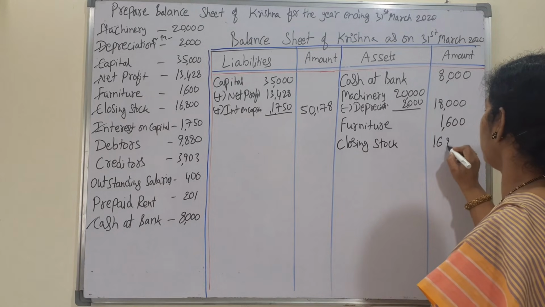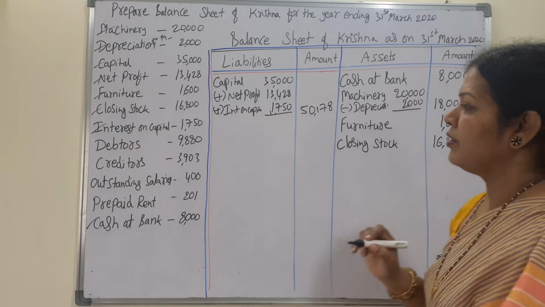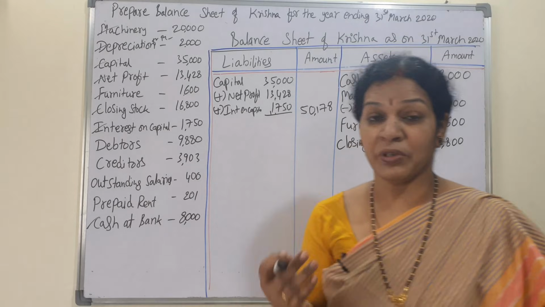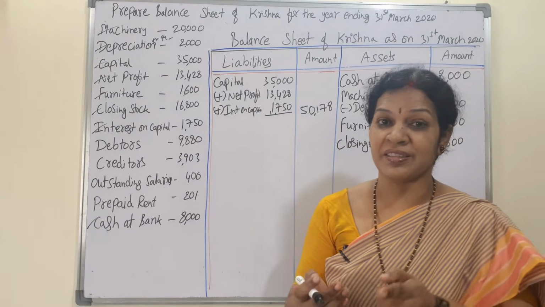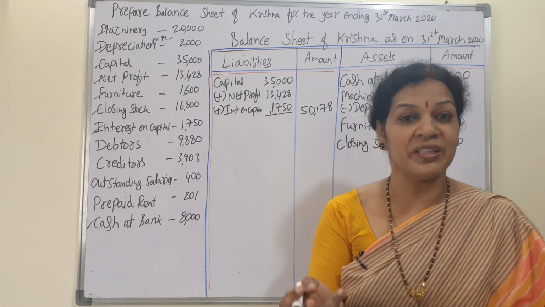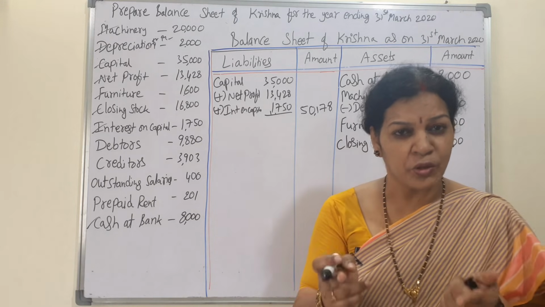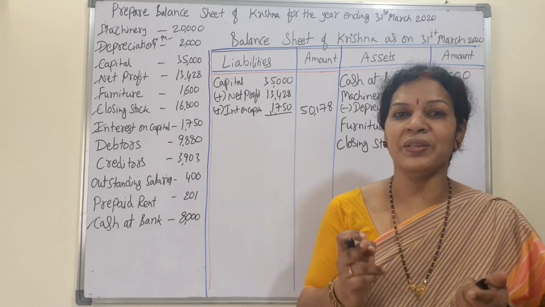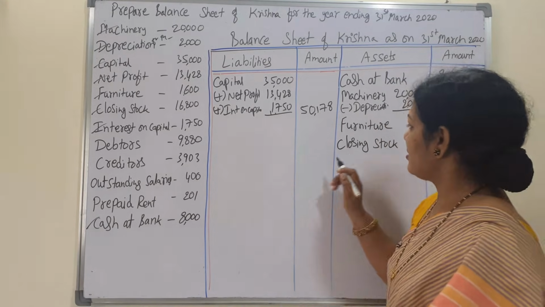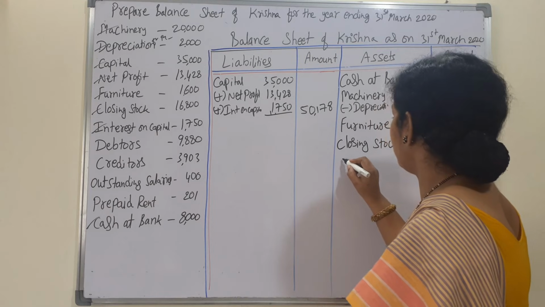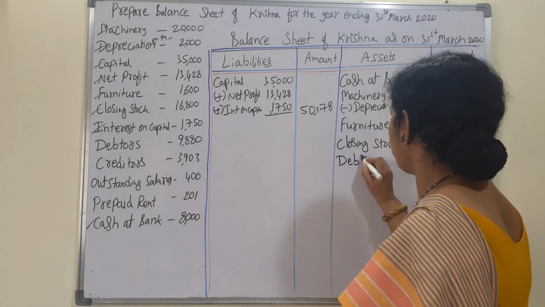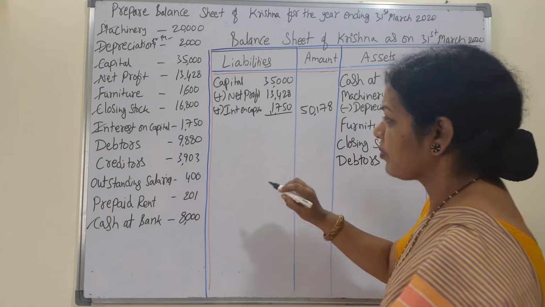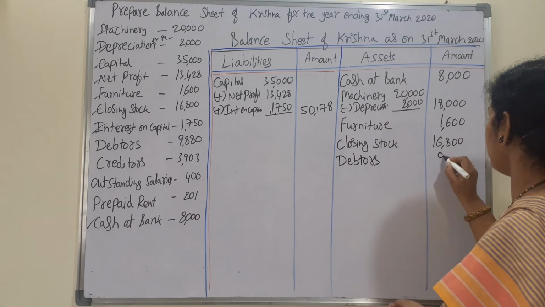$16,800. Next, debtors. Debtors, when you are selling goods on credit basis, they are debtors. To whom you are selling goods on credit basis, those people are debtors. Debtors is always asset. So on the asset side we will write debtors. How much? 9,880.